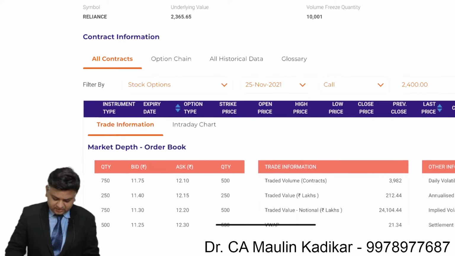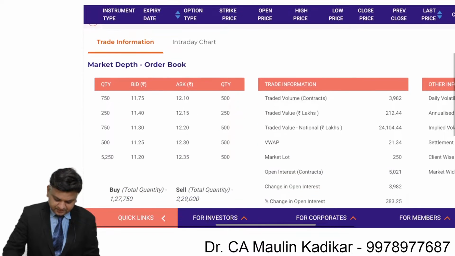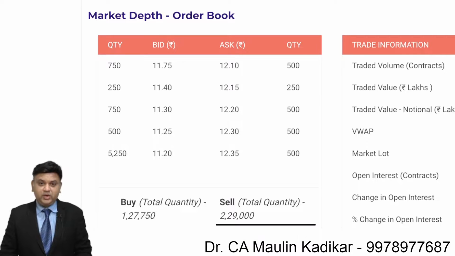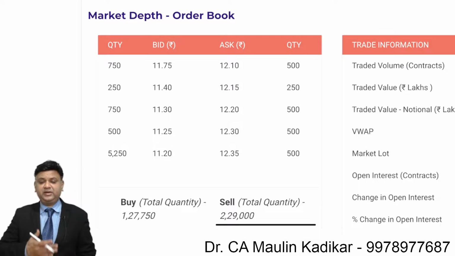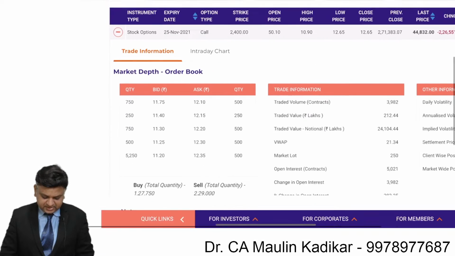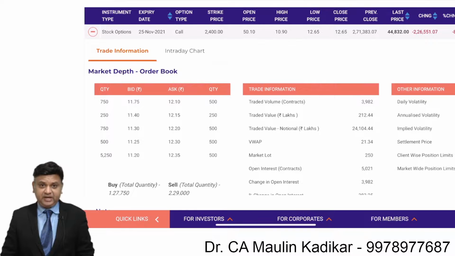See, again over here we can see that there are two types of prices that we have. One is 11 rupees 75 paise and 12 rupees 10 paise. Again, we have to understand that if at all I want to buy option, then 12 rupees 10 paise is what I have to pay to purchase the option, and if at all I want to sell option, then in that case I will get 11 rupees 75 paise.